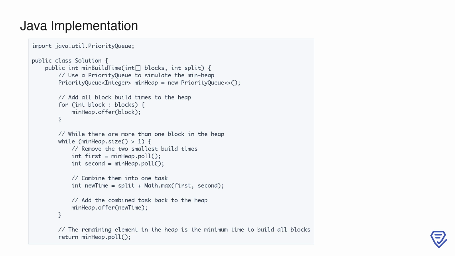Next, we enter a loop that continues as long as there is more than one block in the heap. Within this loop, we remove the two smallest elements from the heap using the poll method, which retrieves and removes the smallest element.